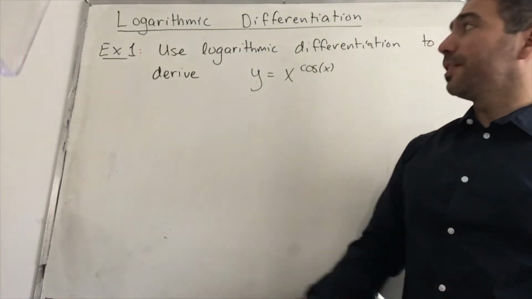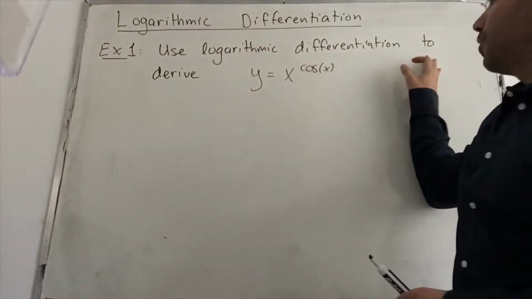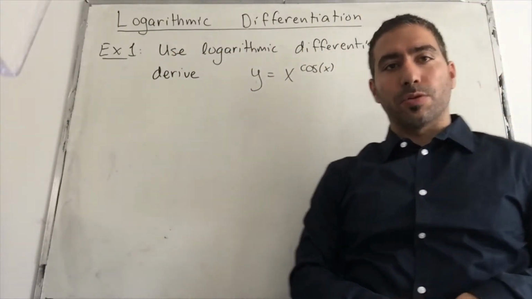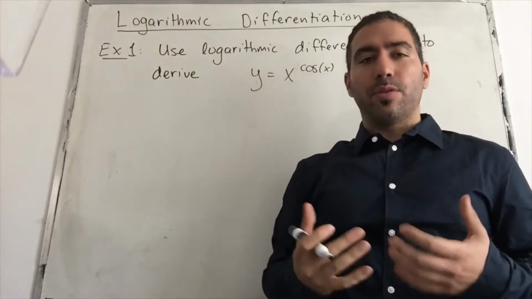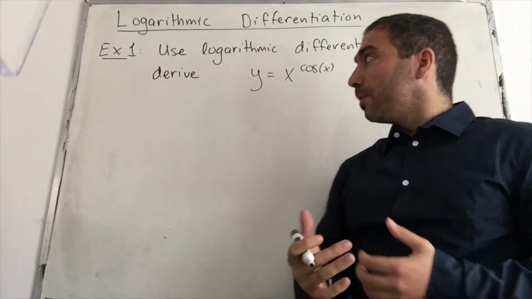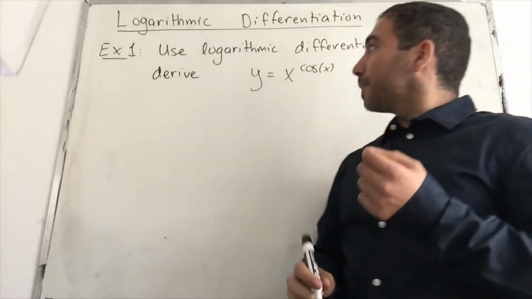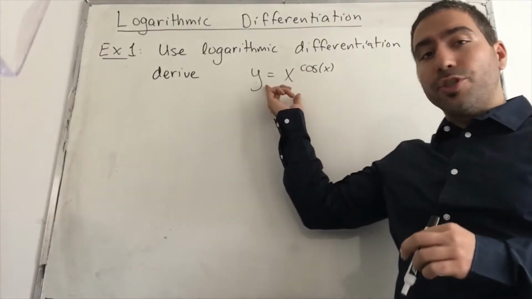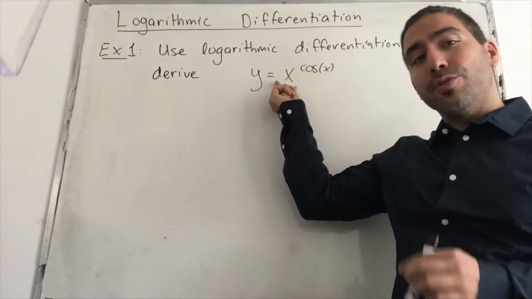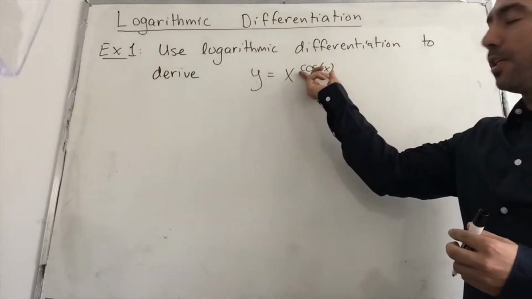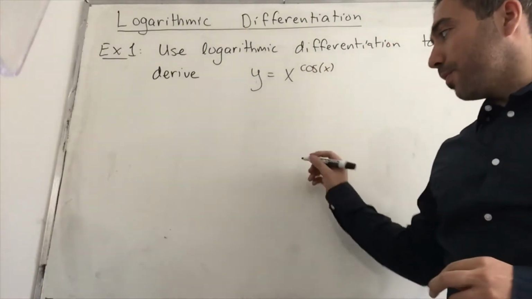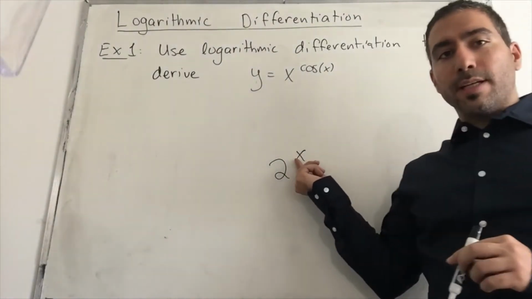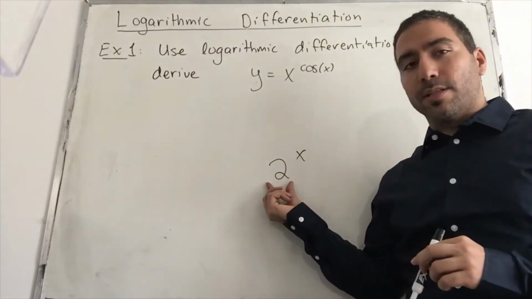In this example, it's asking us to use logarithmic differentiation to derive this function, y equals x to the exponent of cos of x. How do we know we have to use logarithmic differentiation? The key aspect to identify is that you have a function in the base and another function in the exponent. Be careful, because if we have something like 2 to the x, the function is x in the exponent, that's fine, but the base is a 2, that's a constant.